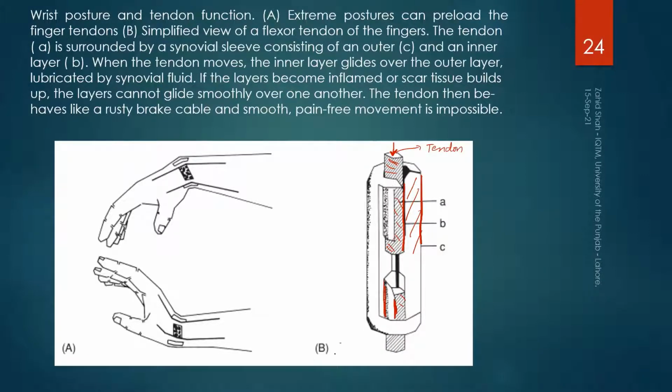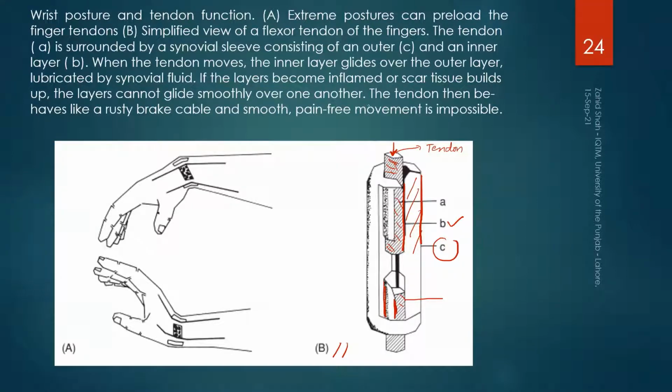So this figure B is a simplified view of the flexor tendons of the finger. The tendon A, this one inside, is surrounded by a synovial sleeve consisting of an outer layer, this C, and an inner layer, that is the B. So this is the inner layer, this B. When the tendons move, the inner layer glides over the outer layer. So this is very important.